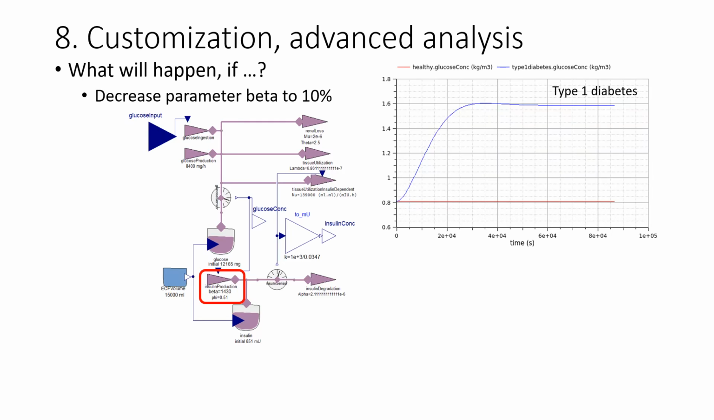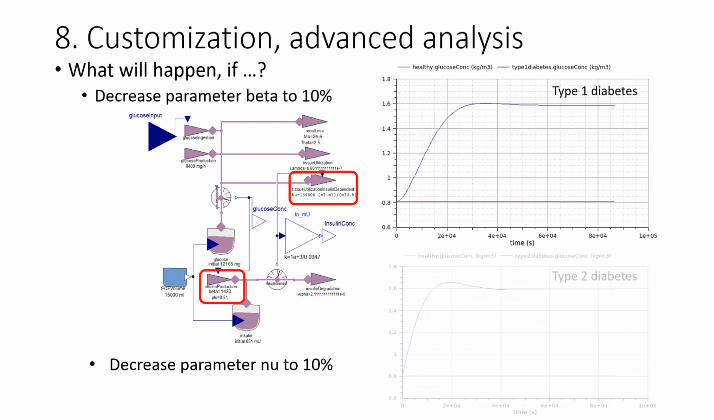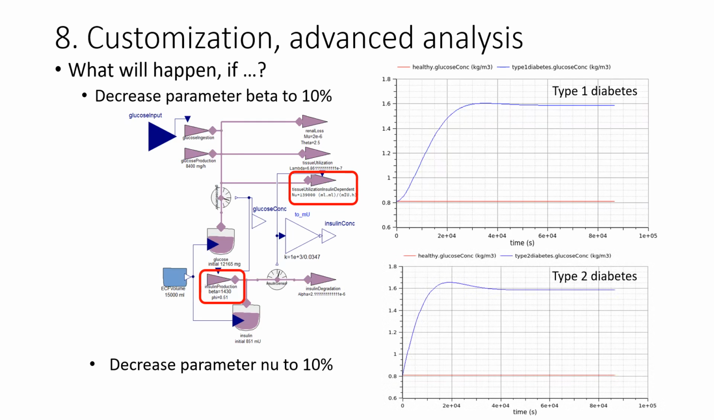It's type 1 diabetes. If I decrease parameter Ni to 10% of the normal value, Ni being the utilization of tissue dependent on insulin, and I simulate, I get a similar result. The glucose concentration is doubled. So I see a similar manifestation, but from a different reason.